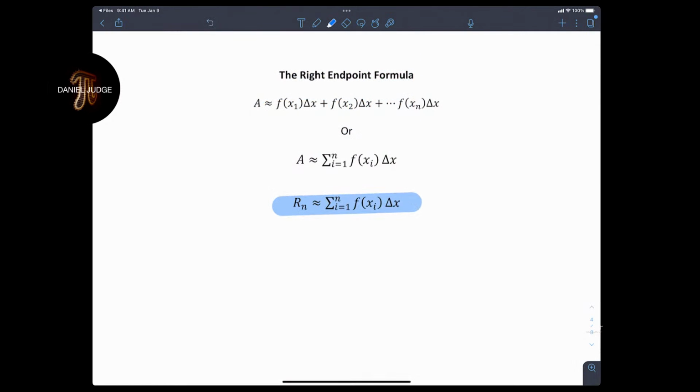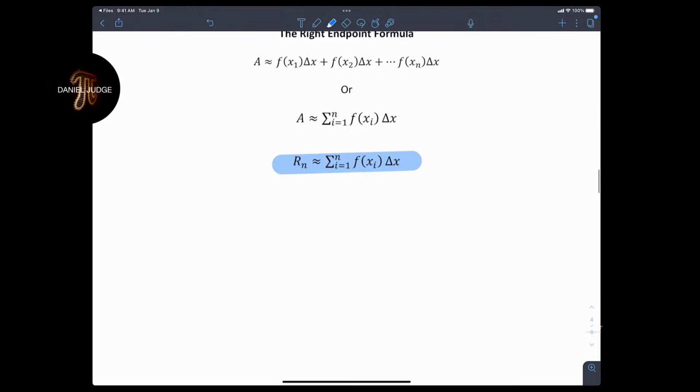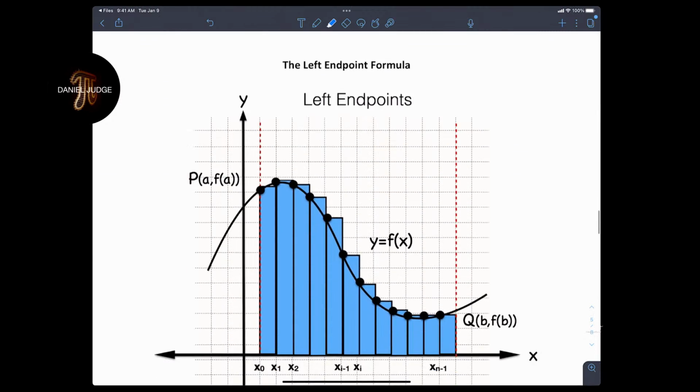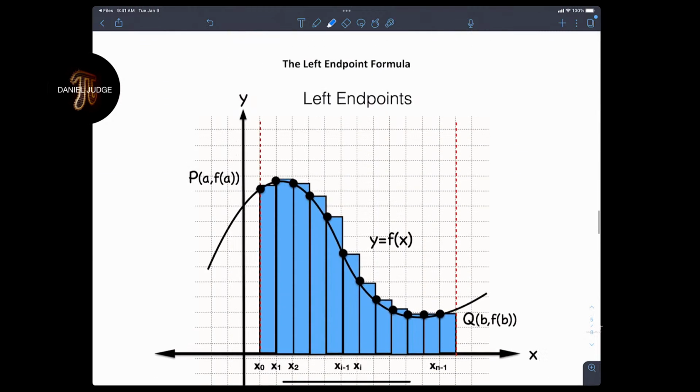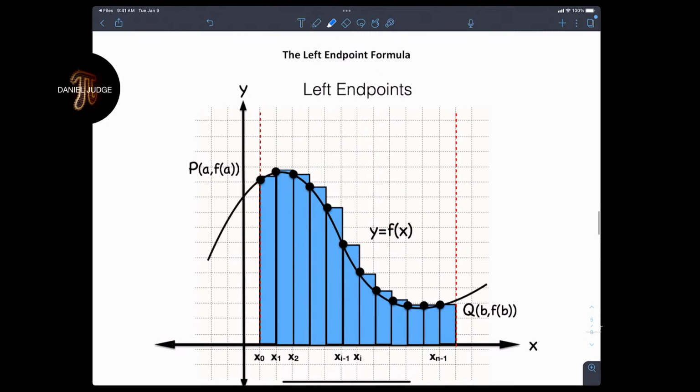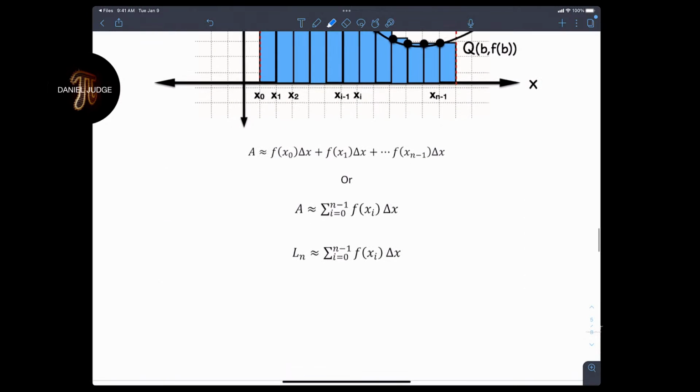This is the R of n that we already discussed. You guys know all about it. Similarly, we have a formula for the left endpoints. And as you can see, we have all the left endpoints there. This is again discussed in our lecture. We have the formula for the left endpoint rule.